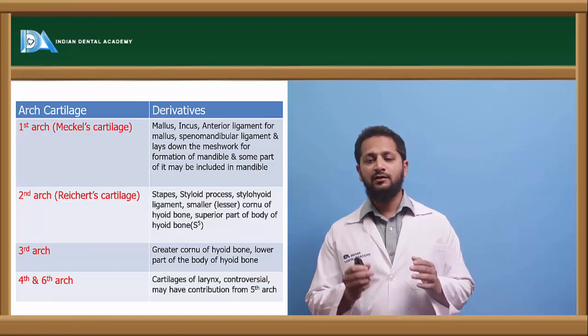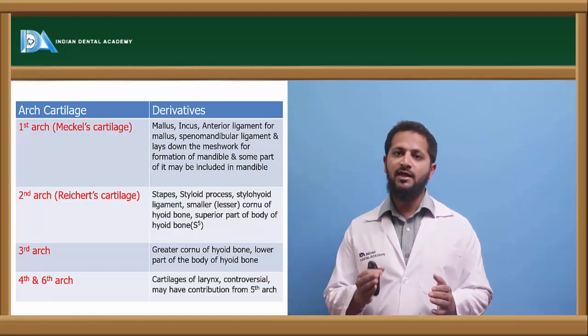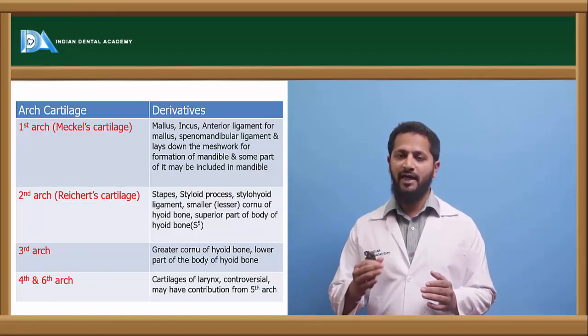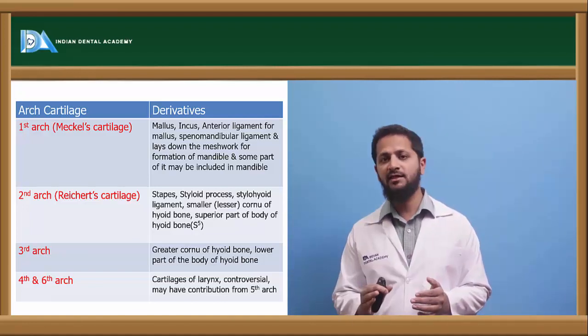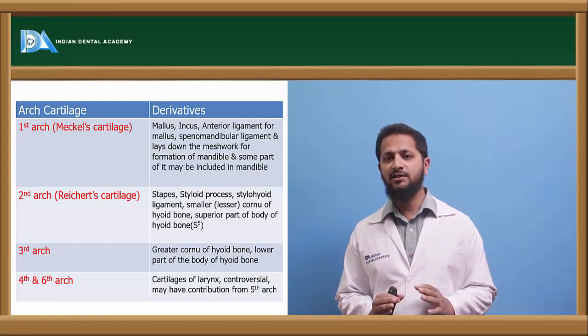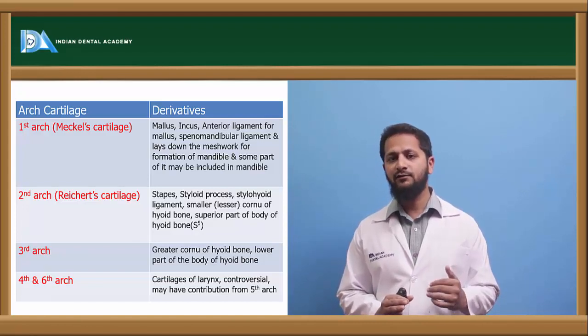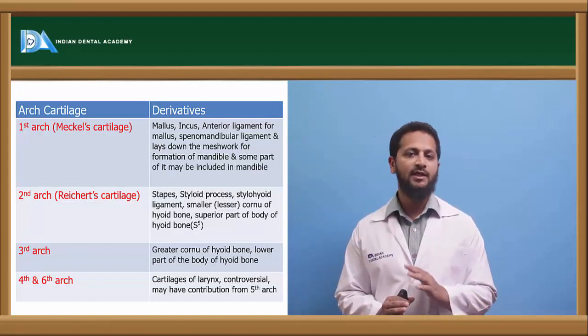Next, coming to the first arch and the second arch, they are characterized by the presence of a cartilage. The name of the first arch cartilage is Meckel's cartilage. The name of the second arch cartilage is Reichert's cartilage. The third arch, fourth arch, and sixth arch cartilages have not been given any specific name.